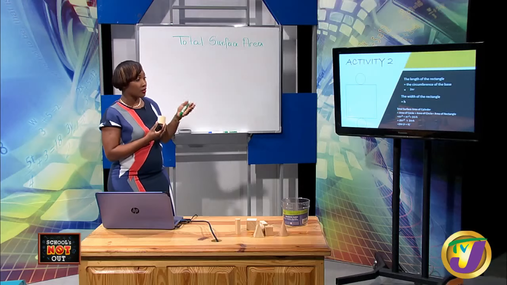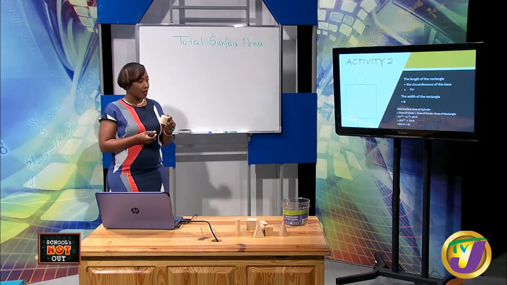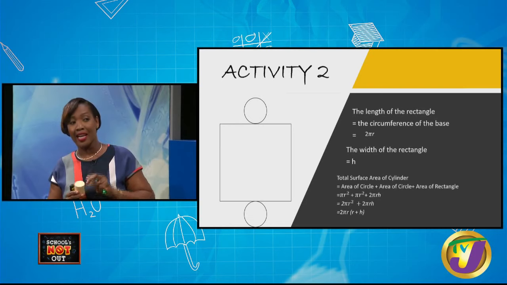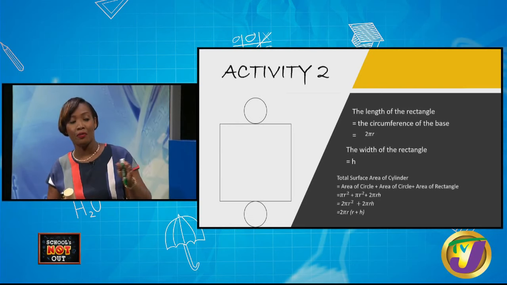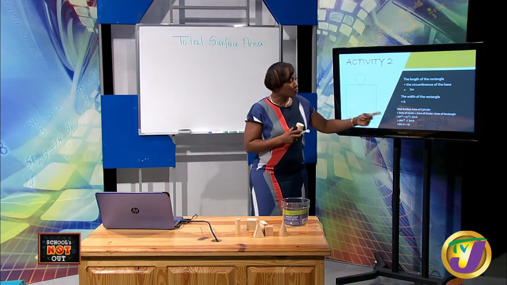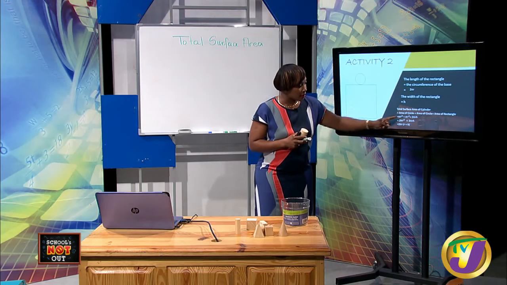And your area of a circle is pi r squared. So you'd have pi r squared plus pi r squared. And then the area of the rectangle, as we mentioned before, one side would be 2 pi r, which is the same as the circumference, and the height of that cylinder. So if we were to simplify what we have here, we would have 2 pi r squared plus, because we have pi r squared here, plus another pi r squared.